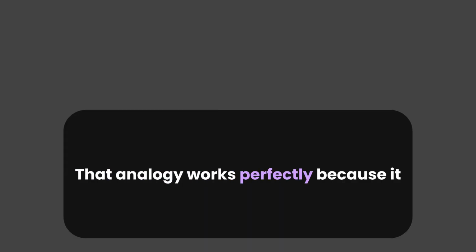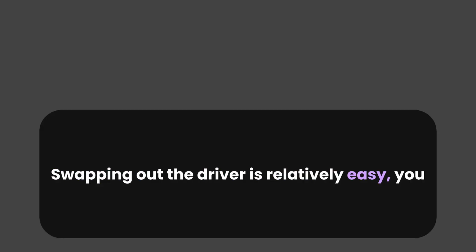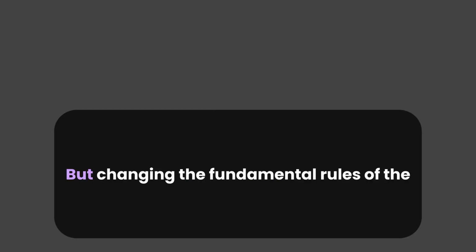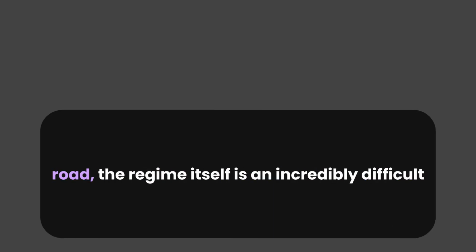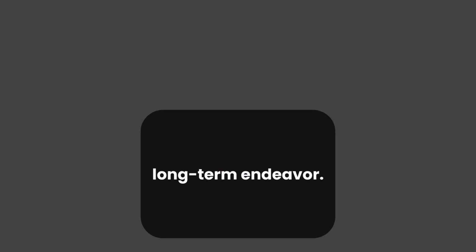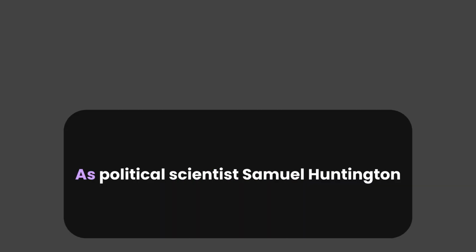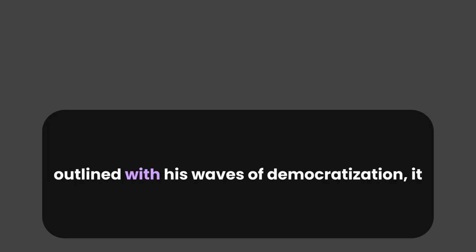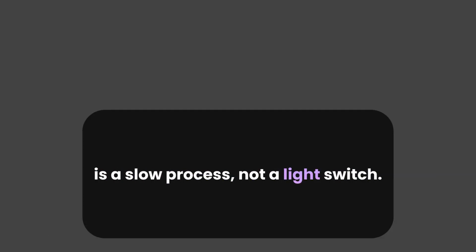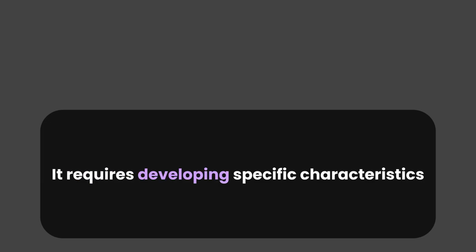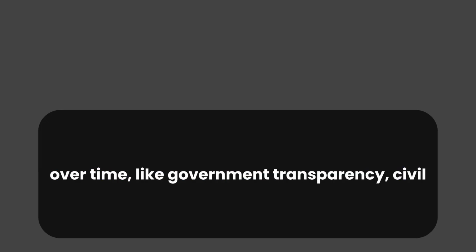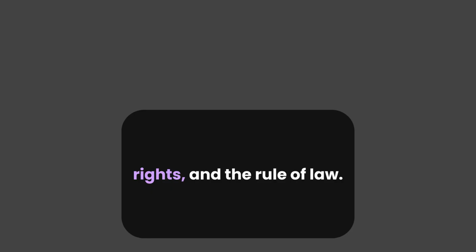That analogy works perfectly because it highlights the difficulty of change. Swapping out the driver is relatively easy. You know, that's just an election. Right. But changing the fundamental rules of the road, the regime itself, is an incredibly difficult long-term endeavor. We call that democratization. And it doesn't happen overnight. No, not at all. As political scientist Samuel Huntington outlined with his waves of democratization, it is a slow process, not a light switch.